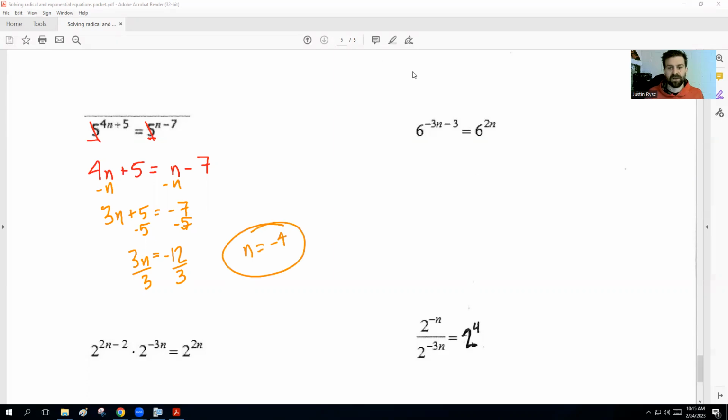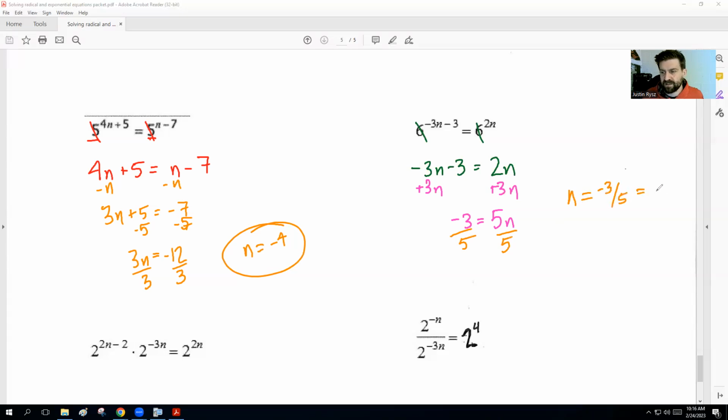Want to pause the video and try the next one on your own? I recommend that. All right, let's see. Bases cancel each other out. They're both 6s. So we get negative 3n minus 3 is equal to 2. Technically, negative 3 is smaller than 2, so we're going to add 3 over to the other side to get rid of it. So we get negative 3 is equal to 5n. And when we divide by 5, we get n equals negative 3/5. If you like decimals, that'd be negative 0.6.